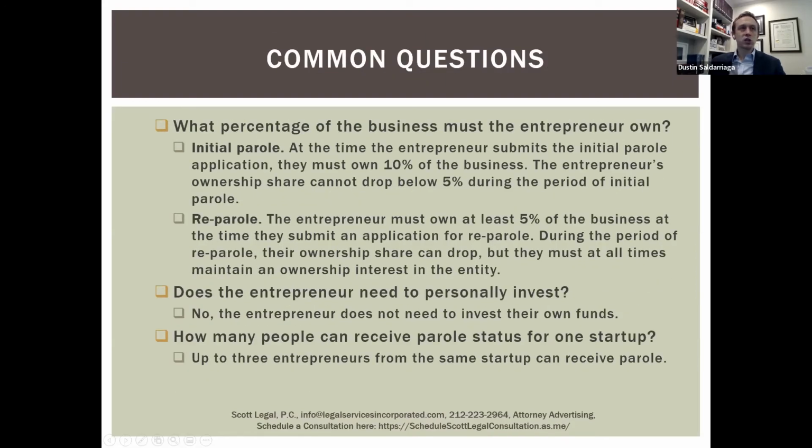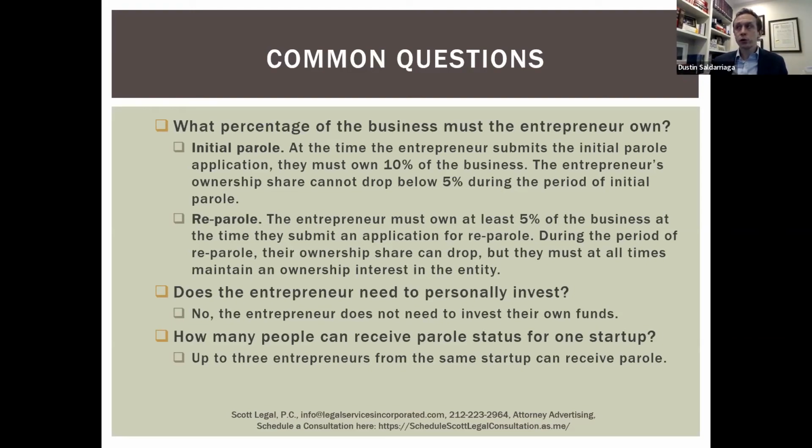So let's return to some common questions. I touched on this just a minute ago. What is the percentage of the business that the entrepreneur must own? For initial parole, they have to own at least 10% of the business to receive that initial approval. Once they receive the approval, they have parole for 2.5 years. During that 2.5-year period, their ownership share can drop below 10%, but must always be 5% or above. When they apply for re-parole, so that second 2.5-year period, their ownership has to be 5% or above. Once they're approved for re-parole, they receive another 2.5-year period. And during that period, their ownership can drop below 5%, but it always needs to be above 0. So they always need to have some ownership share in the business.